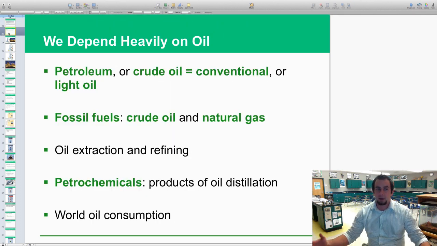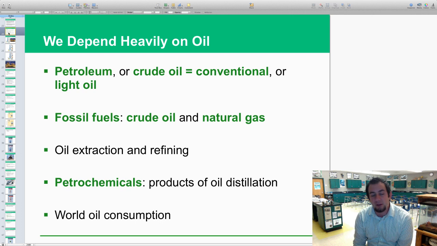Obviously we depend heavily on oil. We use mostly petroleum, or what we call crude oil, which also equals conventional oil. Another name for it is light oil, and we use that the most overall. Fossil fuels come from crude oil and/or natural gas. Those are our types there: fossil fuels, crude oil, natural gas.